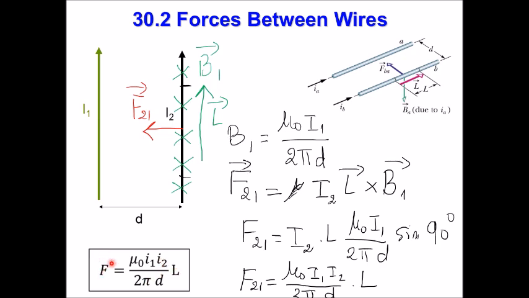Okay, so by the way, sometimes in problems we ask you to calculate the force per unit length. So the force divided by the length, that's mu 0, the product of the two currents divided by 2 pi and the distance between the two wires or the two currents.